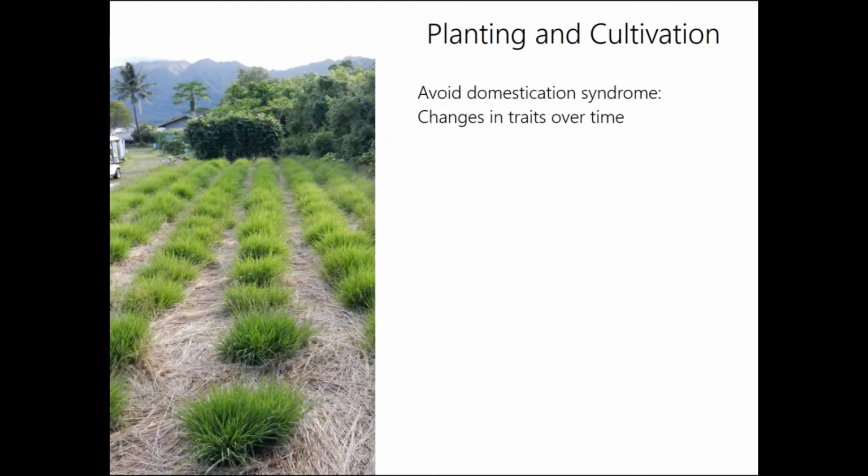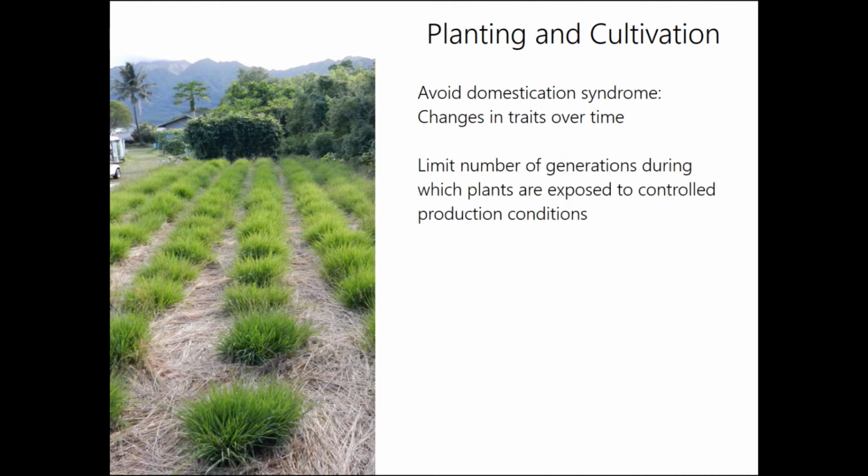Another note on cultivation is to avoid the domestication syndrome. Domestication syndrome is when your plants or your seed production area have been there for a long time, and they can adapt or change their traits over time, and that can be bad in terms of restoration.